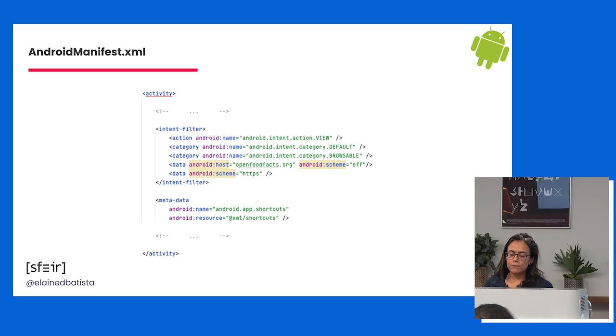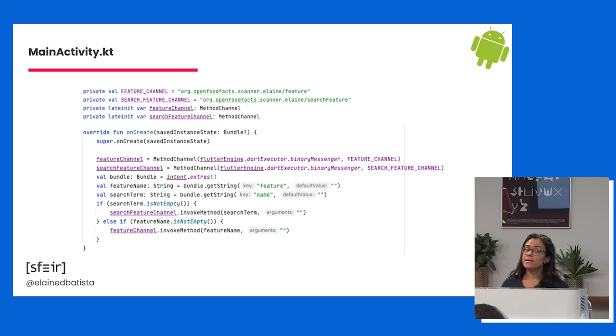Then you do some basic configurations. Every Android developer knows this is what you have to do in order to support deep linking, basically, on Android. And then you have to declare where your shortcuts file is on the Android manifest file. Then, as I said, I did the communication back to Flutter with method channels. So I have two method channels, one for the feature, which is only the history feature, and one for the getThing, which I called the search feature.